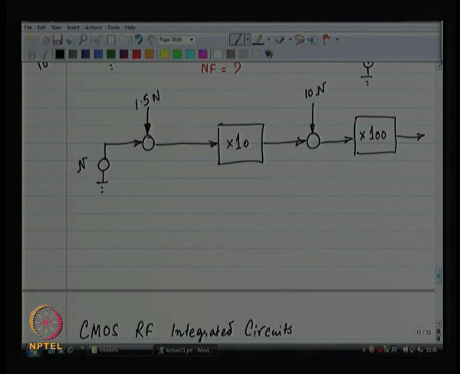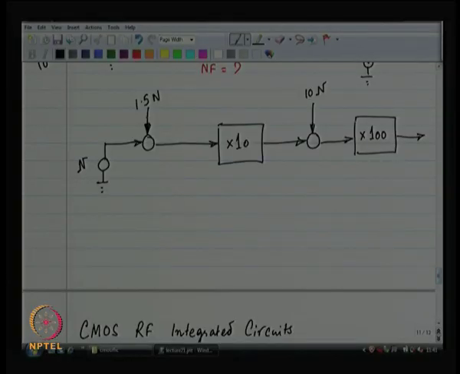Now, what do you think does this translate to? At the output of my system, what is the noise? So, I have got noise n plus 1.5 n, that is 2.5 n, goes through a factor of 10. So, I have got 25 n over here. I add in 10 times n. So, I have got 35 n over here. 35 n goes through a factor of 100. So, I have 3500 times n over here.